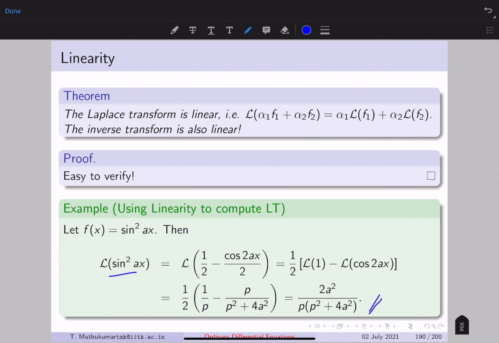So you see, we very quickly used the linearity property to find the Laplace transform of sine square ax instead of using the definition directly. You can also use the definition directly, but this makes life simpler. We have reduced it to some elementary functions for which we know the Laplace transform, and then we are able to compute it. So that's one advantage of knowing such properties of Laplace transform. Laplace transform is linear.